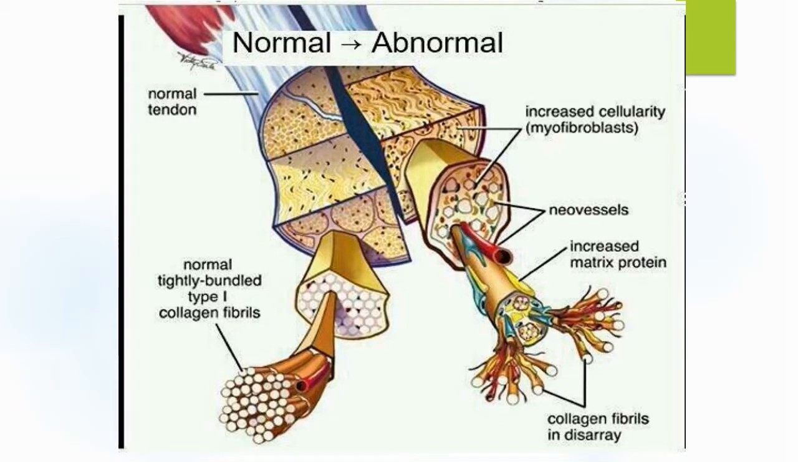So here we have a cross section of a tendon to help depict normal versus abnormal tendon. And here's the normal tendon on the left. It shows the cell nuclei arranged in parallel fashion, ovoid shape cell nuclei with regularly arranged collagen fibrils oriented parallel and tightly packed, depicting here normal tightly bundled type 1 collagen fibrils. Whereas degenerative tendon has increased cellularity and the cells are different.